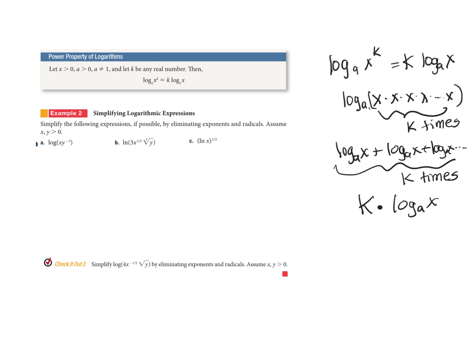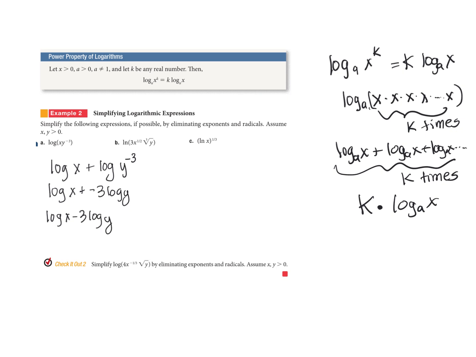So if I have this, I know that this is log base 10 of x plus log base 10 of y to the negative 3. Notice the negative 3 only goes to the y here. It's not outside the parentheses, so it just goes directly with the y, which means this is log x plus negative 3 log y. And this is log x minus 3 log y.